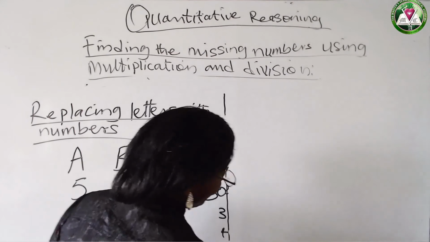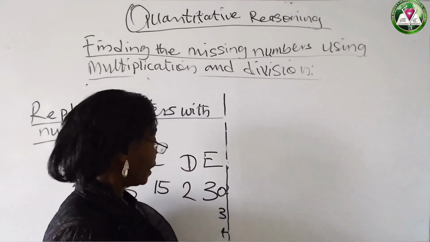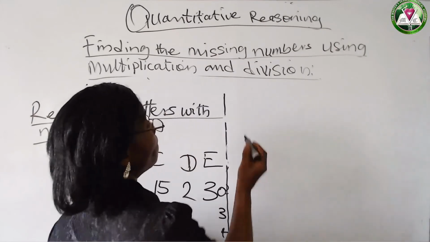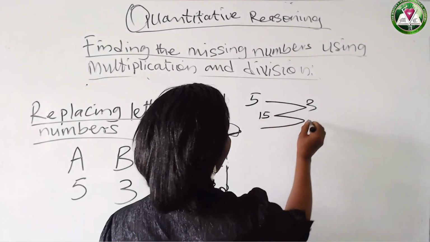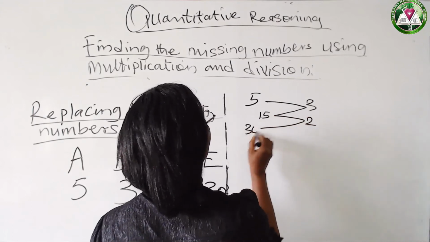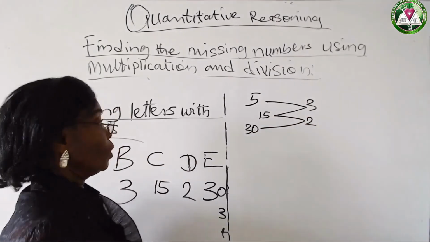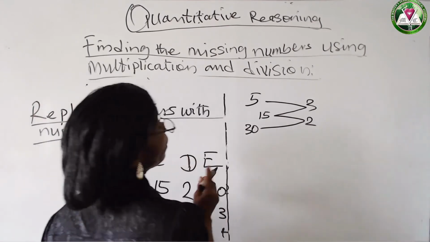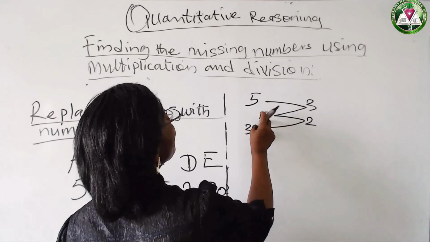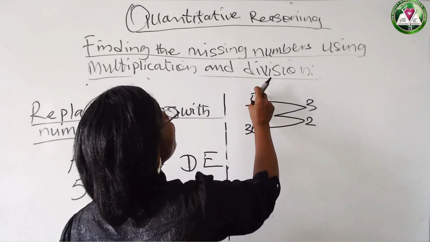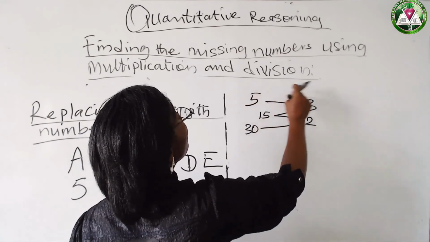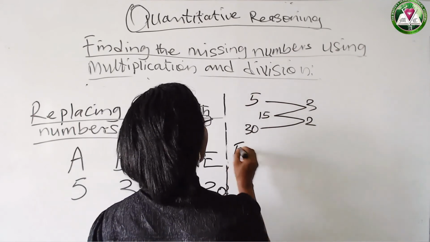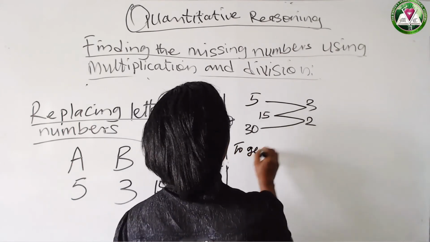I hope you are following. If you are not following, ask a question. Let's go. Okay. For us to find this 15, follow this arrow. Follow this line. Use it to multiply this to give you this. Get 15.